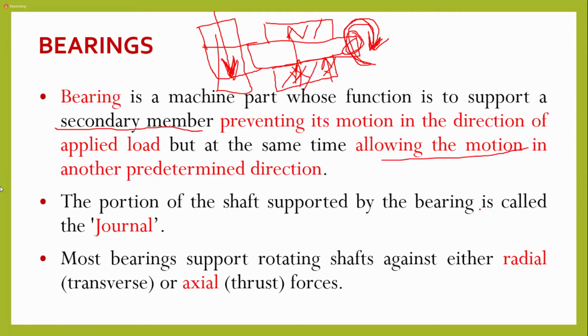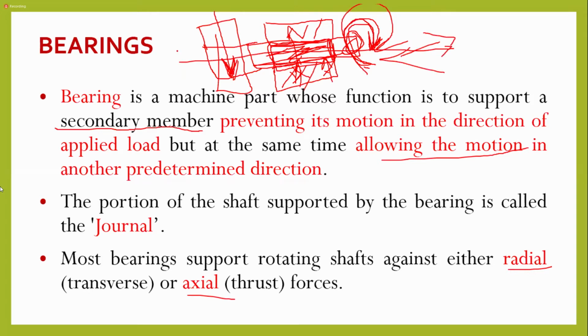The portion of the shaft supported by the bearing is called the journal. So from here to here, this portion is called the journal. Most bearings support rotating shafts against either radial or axial forces. So for rotating shafts, the forces may be in the radial direction, or the forces may be in this direction, the axial direction.